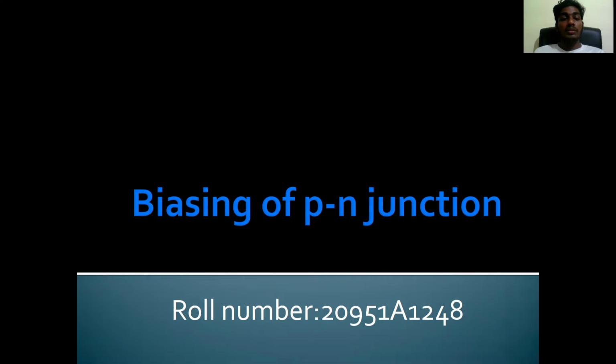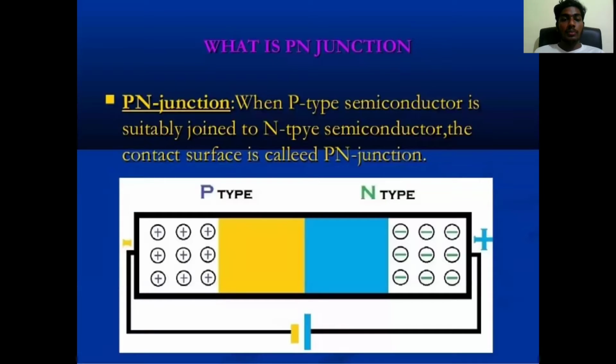Today's topic is biasing of PN junction. Let's go into the topic. What is a PN junction? When P-type semiconductor is suitably joined to N-type semiconductor, the contact surface is called a p-n junction. Here it is p-type and it is n-type. This connection is called a p-n junction.